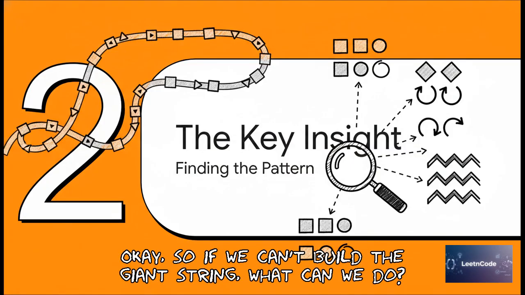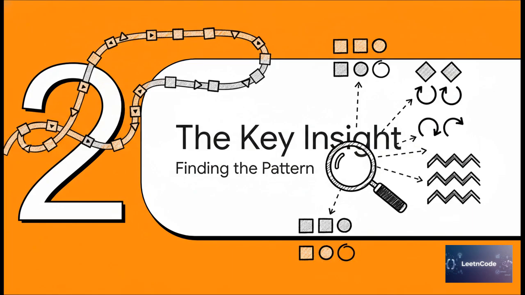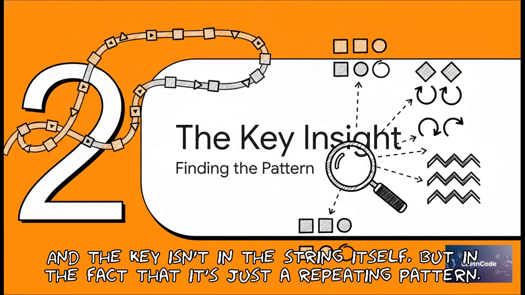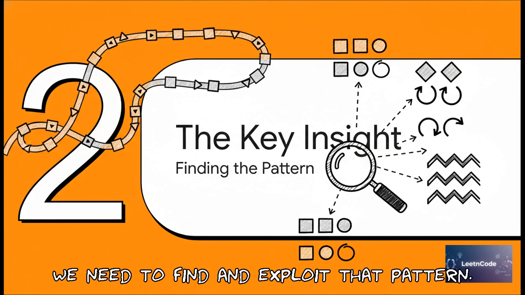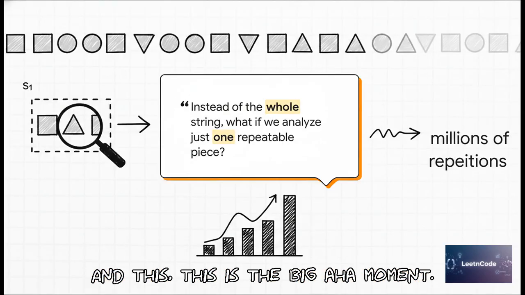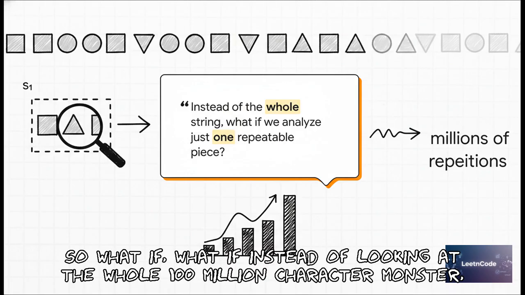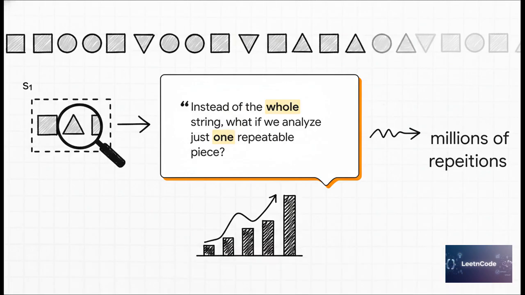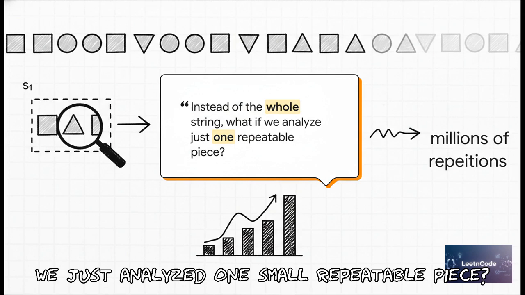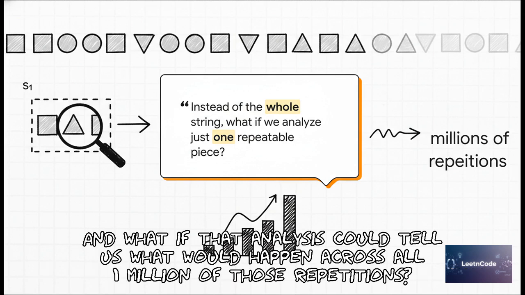Okay, so if we can't build the giant string, what can we do? We need a shortcut. And the key isn't in the string itself, but in the fact that it's just a repeating pattern. We need to find and exploit that pattern. And this is the big aha moment. The entire massive string is just one little piece, S1, repeated over and over and over again. So what if instead of looking at the whole 100 million character monster, we just analyzed one small repeatable piece? And what if that analysis could tell us what would happen across all 1 million of those repetitions?